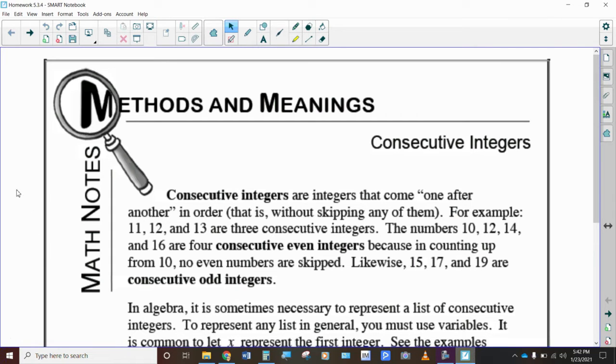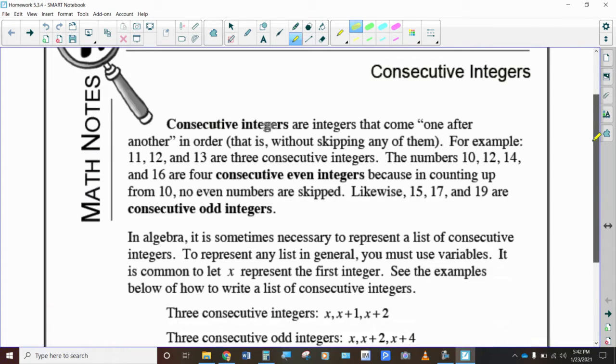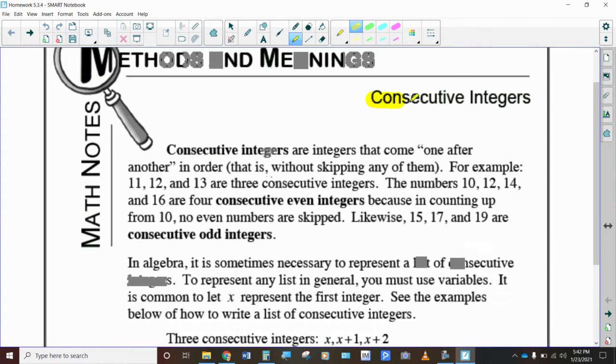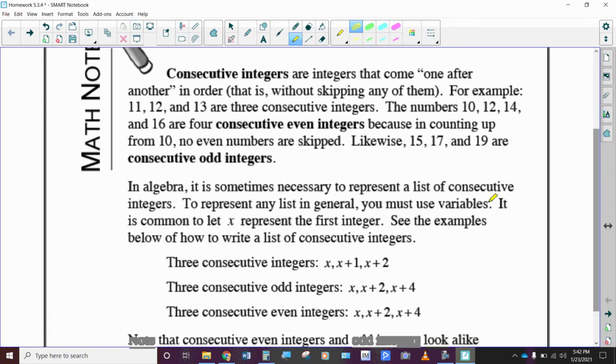Alrighty, let's take a look at our M&Ms. This is for homework 5.3.4. There's nothing in here that's really going to be life-changing as far as formulas go, but it does describe what we talked about in our lesson, the whole concept of consecutive integers. These kinds of questions will pop up periodically when we're solving these types of 5D process problems. And they're kind of like puzzly sorts of problems too.